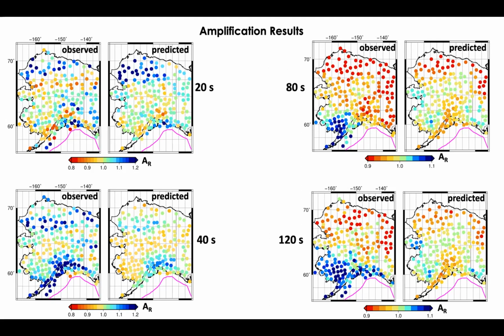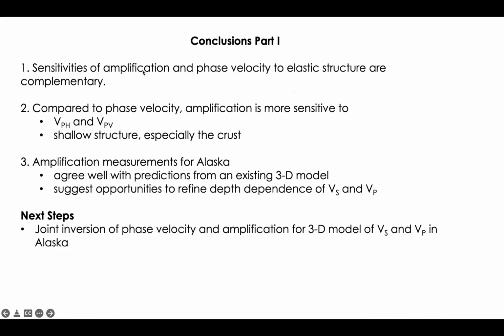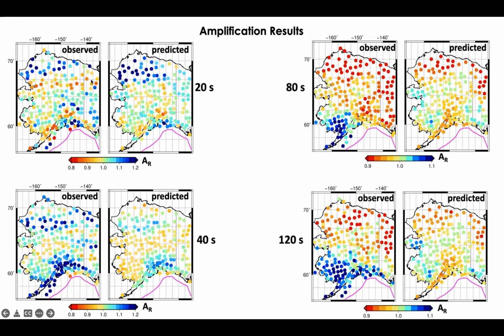And furthermore, the differences between the observations and the predictions hint at opportunities to refine velocity models derived from phase velocity and ellipticity. For example, consider the band of amplification in northernmost Alaska at short periods. It is present in the observations and predictions, but its character differs. At 40 seconds, or between 20 and 40 seconds, the band shifts south in the observations, but not in the predictions.